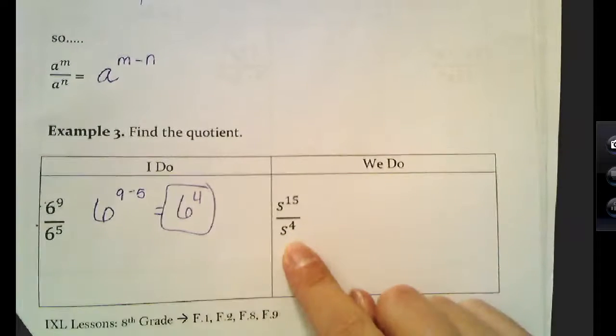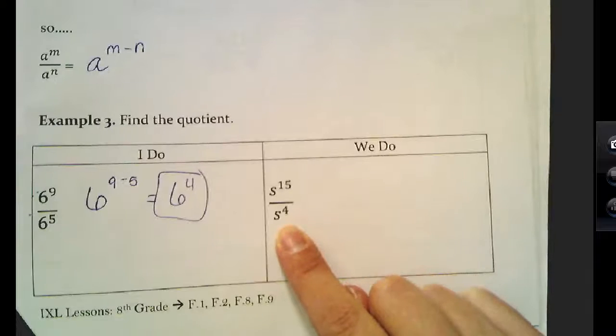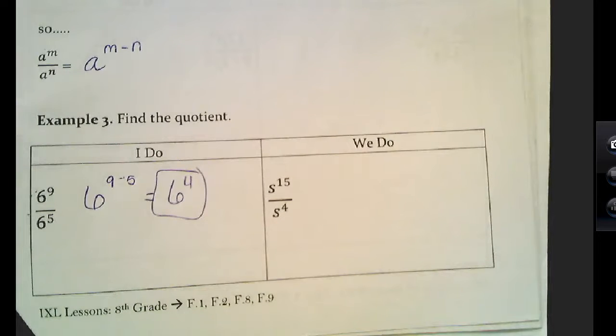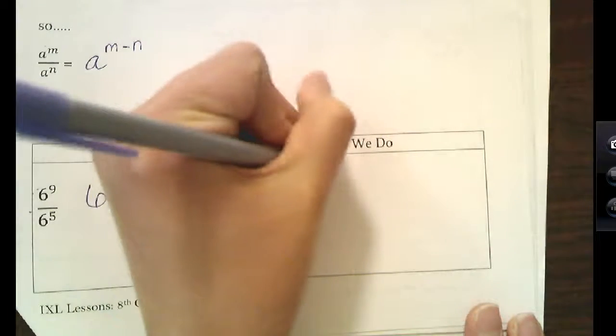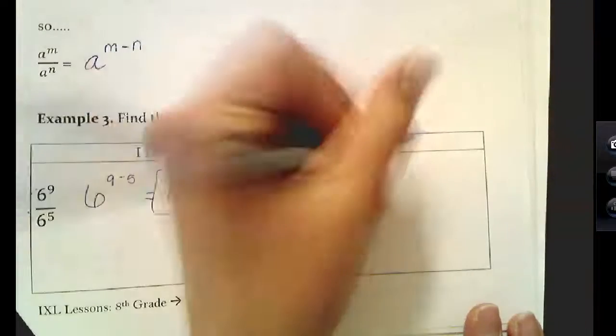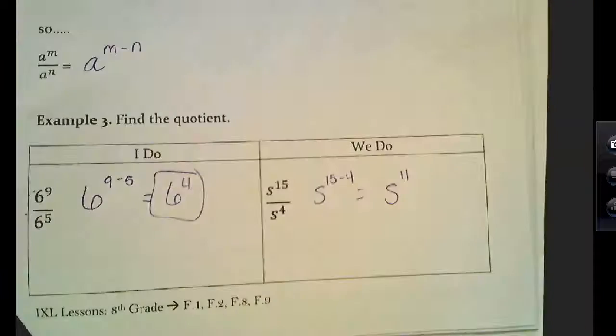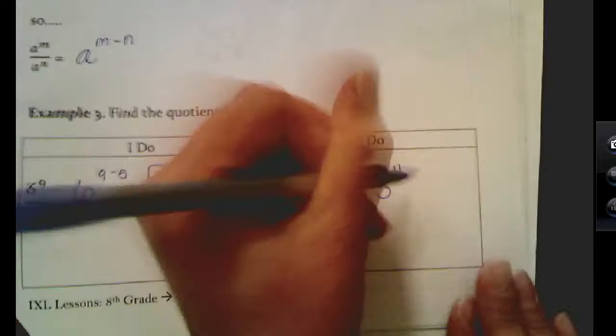And who can raise their hand and tell me what you get for an answer here? S to the 15th power divided by S to the 4th. We get S to the 11th power is how you would read that. Very good. 15 minus 4 is 11.